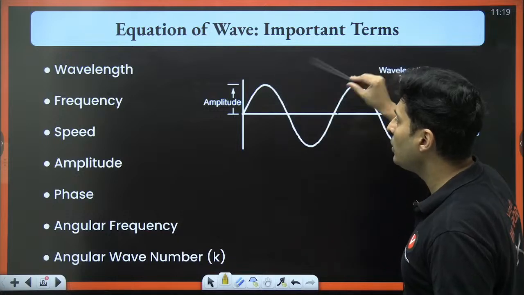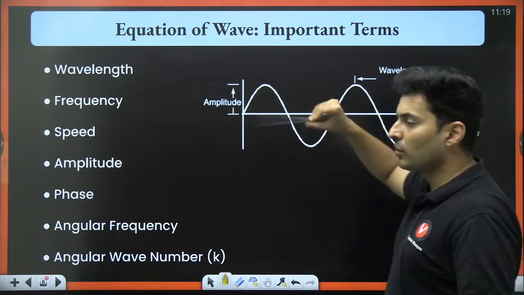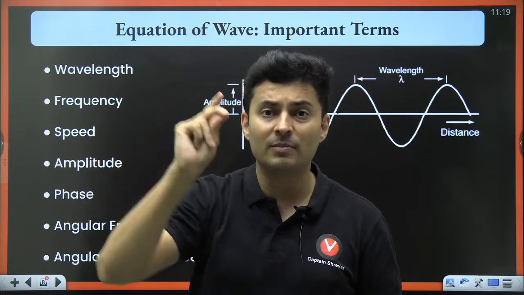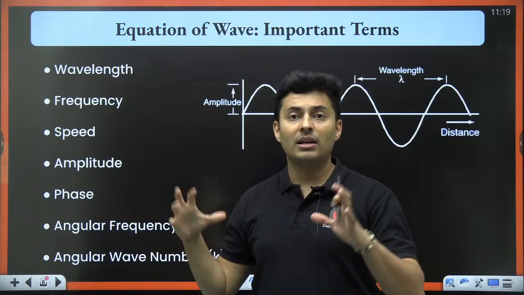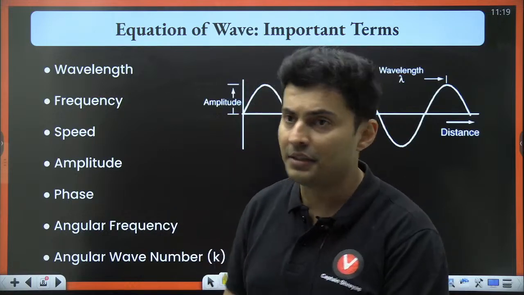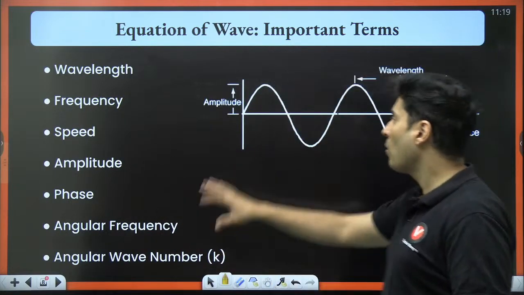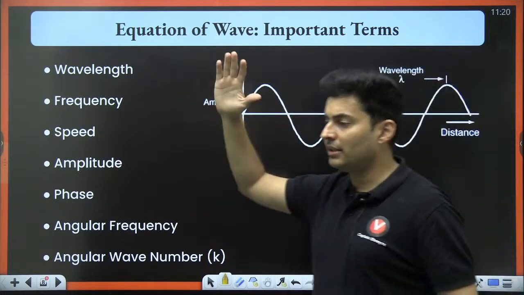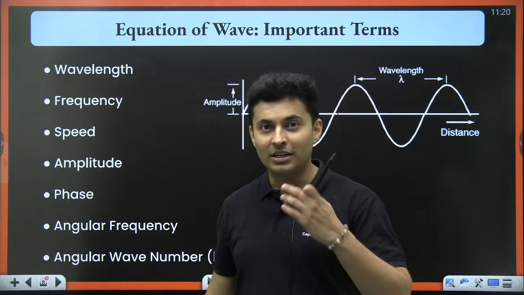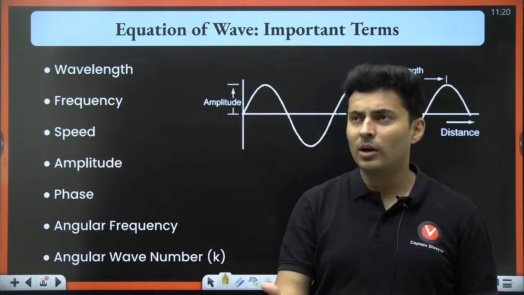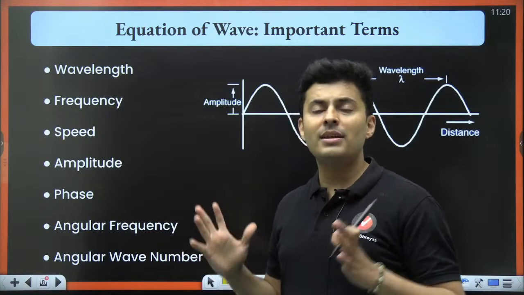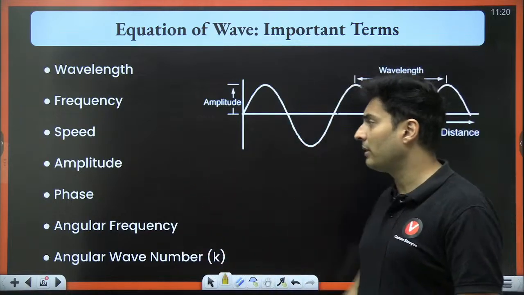Frequency is how quickly you are going up and down. That means how many oscillations are being produced per second. If there are 10 oscillations per second, the frequency is 10 Hertz. If there are 50,000 oscillations in 1 second, the frequency is 50,000 Hertz. That is what it is. Speed is how quickly the wave is going from one side to the other. So sound travels at roughly 340 meters per second. In 1 second it goes 340 meters. If you talk about light, it goes 3 lakh kilometers in 1 second. So every speed will be different for different kinds of wave.